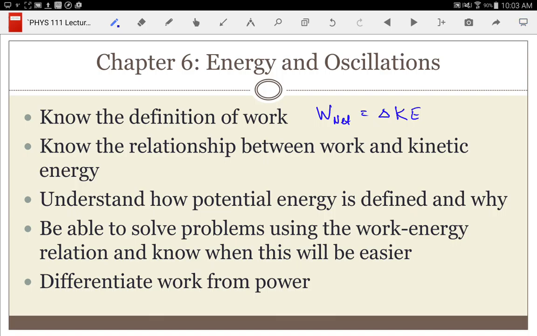If I start running, I will also have the ability to do work because of my motion. If I run and I hit the wall, well, I won't do much work on the wall. But if I had Daisy stand up and I ran and hit Daisy, I would do a fair amount of work to Daisy.